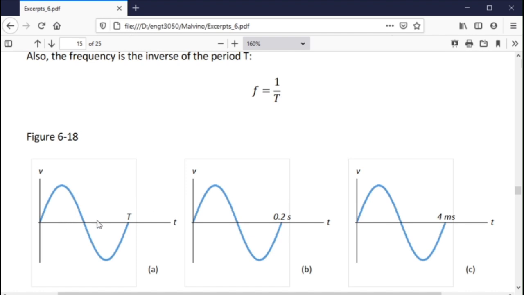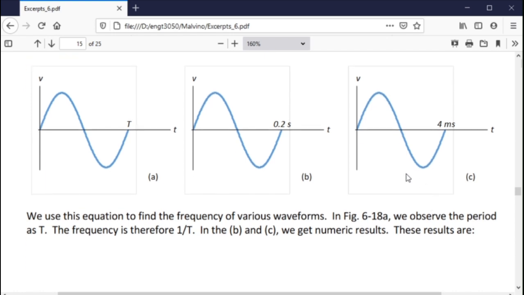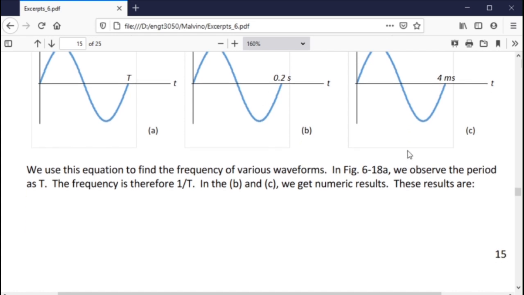So here is the period of this waveform. T is the period of the waveform. And if you ask, okay, here's 0.2 seconds, that would be the period. What would be its frequency? 1 divided by 0.2, or 5 hertz. This would be the 5 hertz signal. 4 milliseconds would be 1 divided by 0.004, or what? 250, right? That would be 250 hertz.